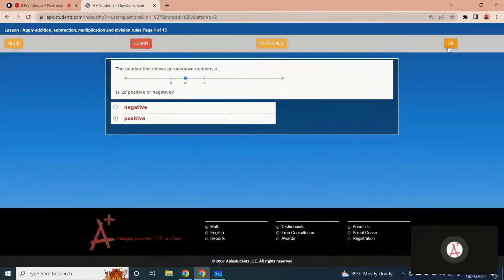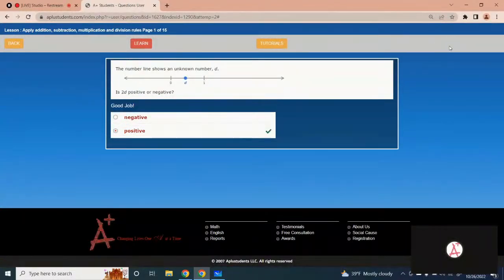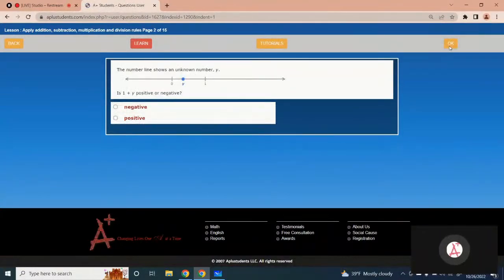So select the correct option and then click on the OK button. Okay, if you already know the answers, please write the answer in the chat box. Your communication is highly appreciated. So if you already know the answers, please write the answers in the chat box.